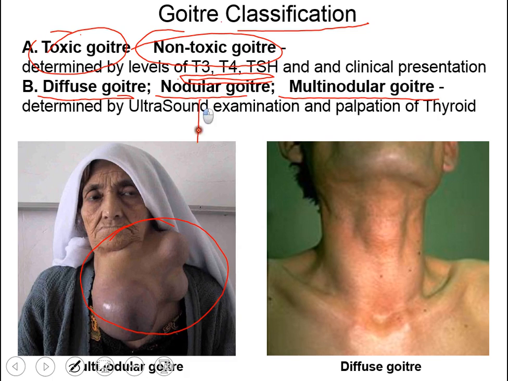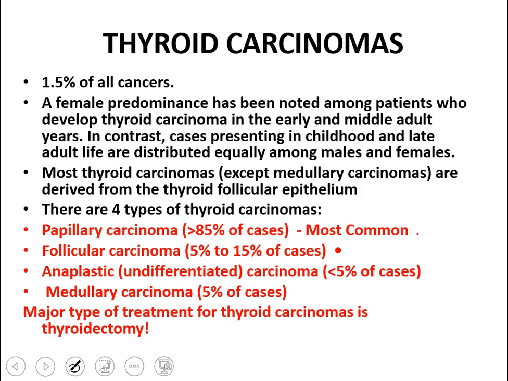To finish with thyroid gland anatomical correlations, I have to mention thyroid cancer. It is the most common type of endocrine cancer, though it's pretty rare in the general population. Female predominance has been noted. In contrast, cases presenting in childhood and late adult life are distributed equally among males and females, which indicates that estrogens definitely have some role in induction or progression of this type of cancer.